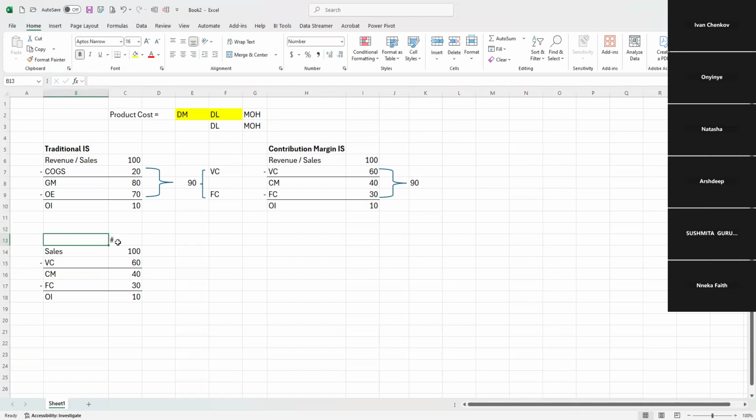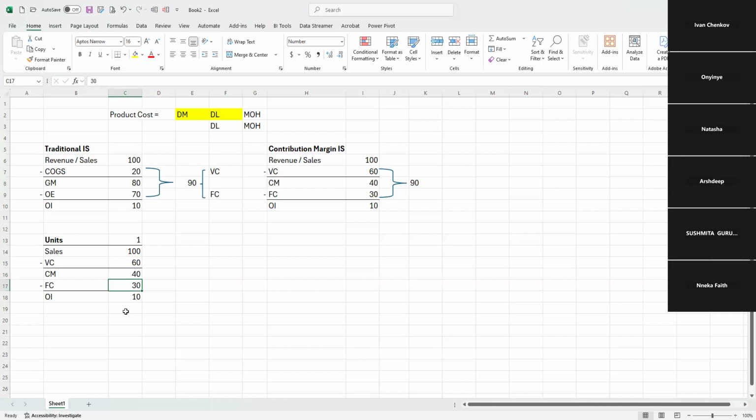Now let's put it here, units. Units that I'm selling is only one unit, and one unit only. Okay? Once I'm selling one unit, I'm selling that unit for $100. Variable cost is 60. Contribution margin 40. The only thing that I'm going to change is this fixed cost.